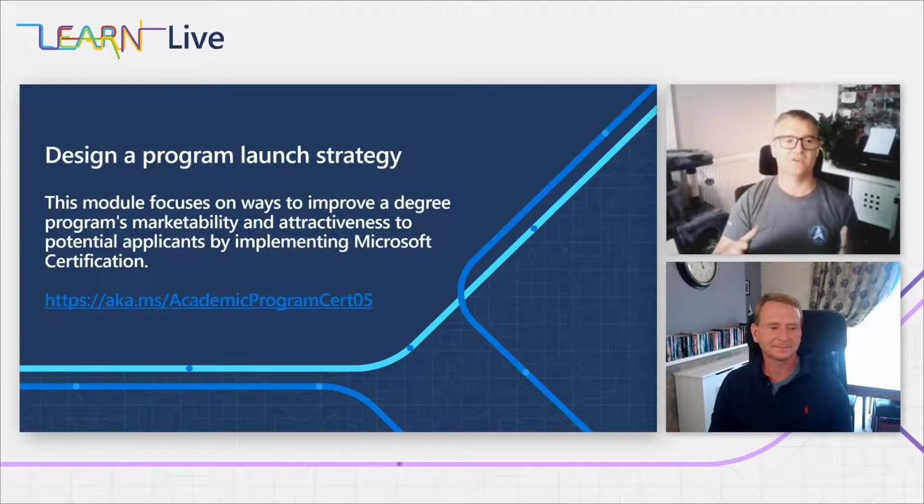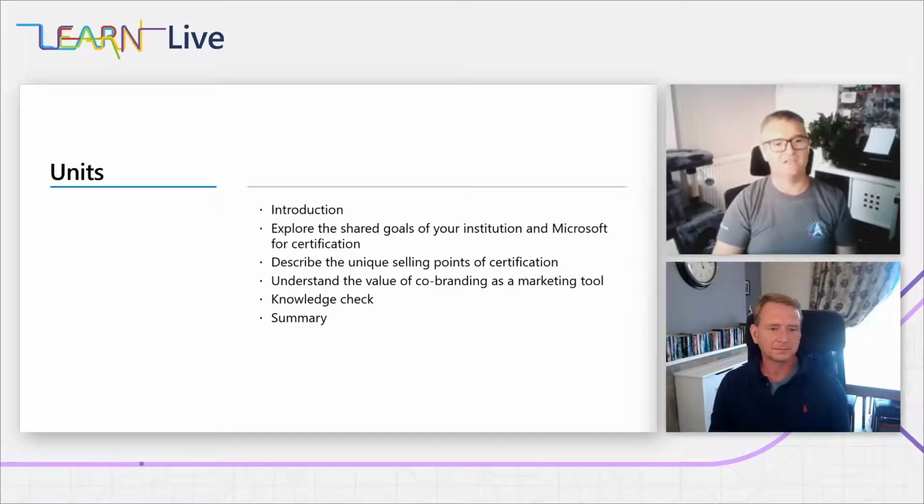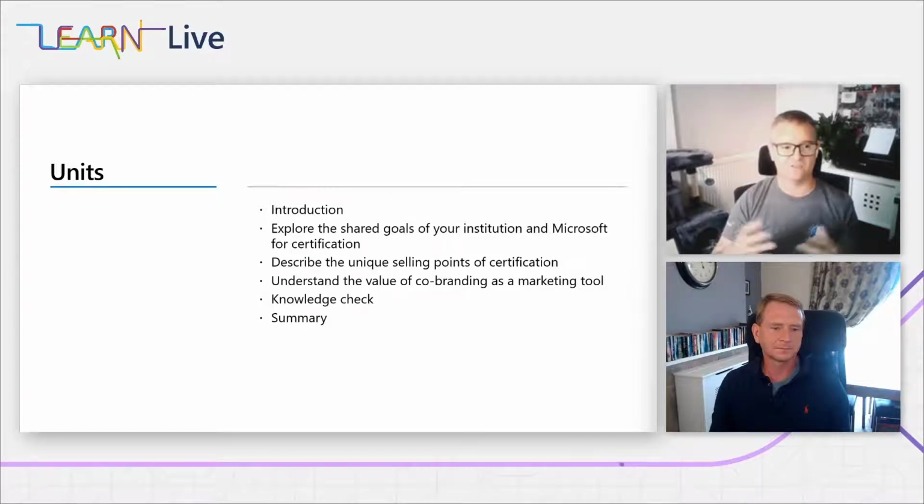Our next module is design a program launch strategy. This module is going to focus on ways to improve a degree program, its marketability and attractiveness to potential applicants, by having Microsoft certifications involved. You can follow along at aka.ms/academic program cert 05. In the module, we'll have the following units. We have an introduction. We'll explore the shared goals of the institution and Microsoft certification alignment. We'll describe the unique selling points of certification and understand the value of co-branding and marketing. We'll then do a knowledge check, and then a summary.